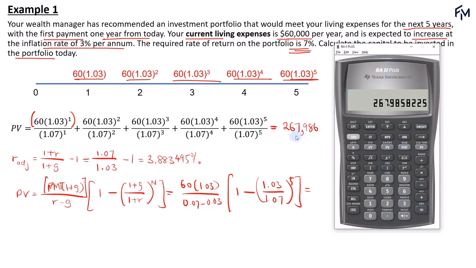So we'll also get $267,986 as the total present value. Now, one thing to watch out for here is that if you are given the current living expenses, then it'll be simple to input that as your PMT.